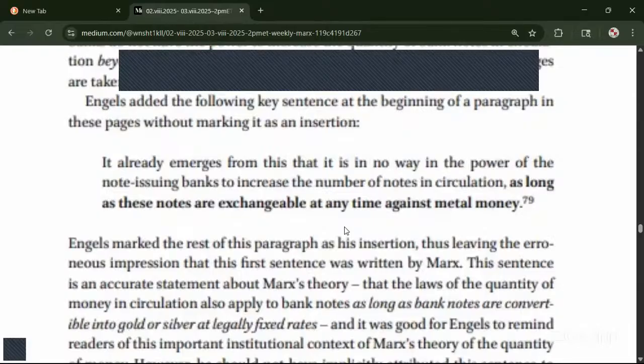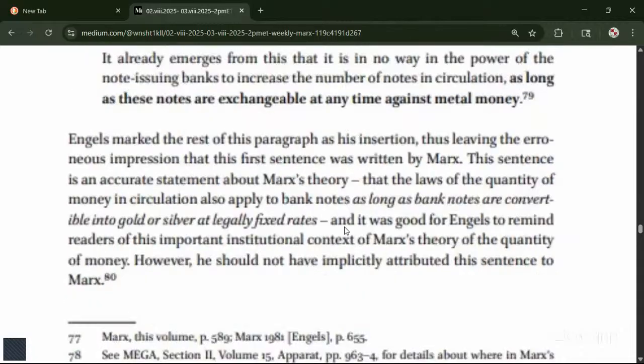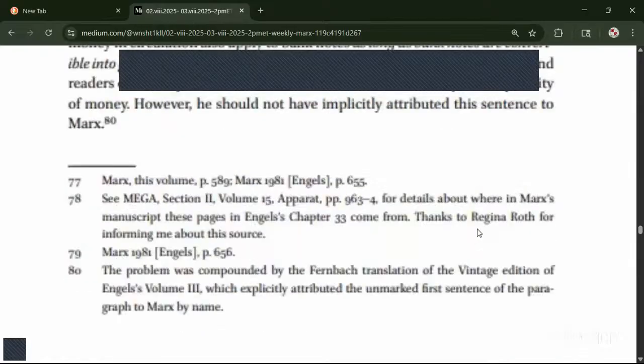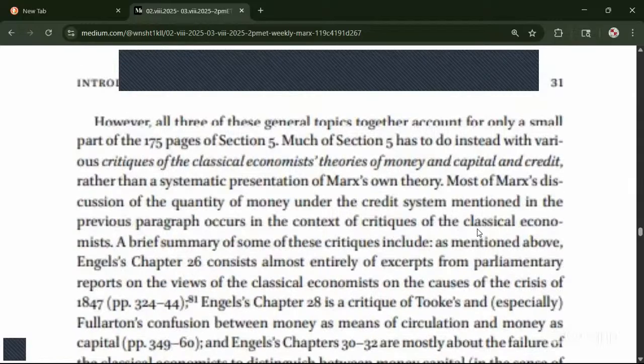Engels marks the rest of this paragraph as his insertion, thus leaving the erroneous impression that this first sentence was written by Marx. This sentence is an accurate statement about Marx's theory that the laws of the quantity of money in circulation also apply to banknotes as long as the banknotes are convertible into gold or silver at legally fixed rates. And it was good for Engels to remind readers of this important institutional context of Marx's theory of the quantity of money. However, he should not have implicitly attributed this sentence to Marx, footnote 80. And the mistake gets compounded further, as you'll see in the footnote.